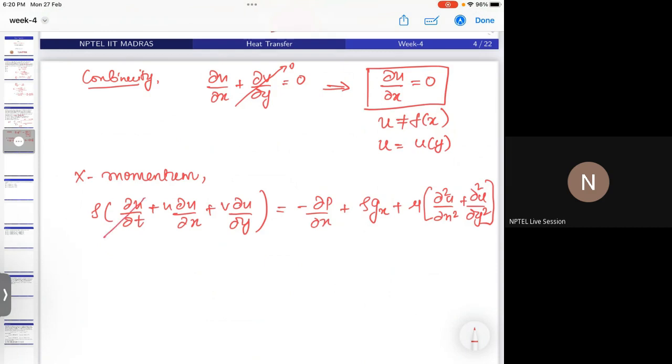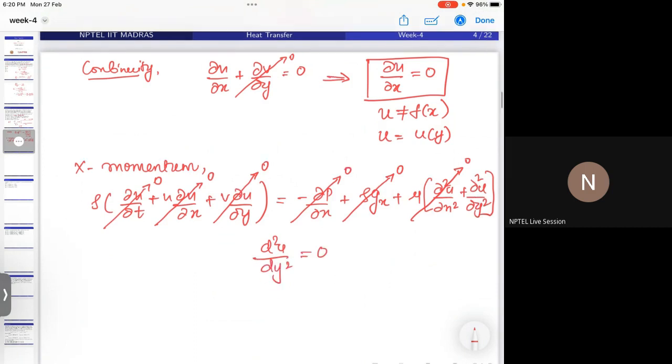When it is steady state, the first term is 0. There is no applied pressure gradient, so this term is 0. Gravitational forces I am neglecting, so this is 0. And dou u by dou x is 0. v is 0, so this term is 0. And dou square u by dou x square is also 0. So what we end up with is d square u by dy square is equal to 0. I think your confusion is cleared now.